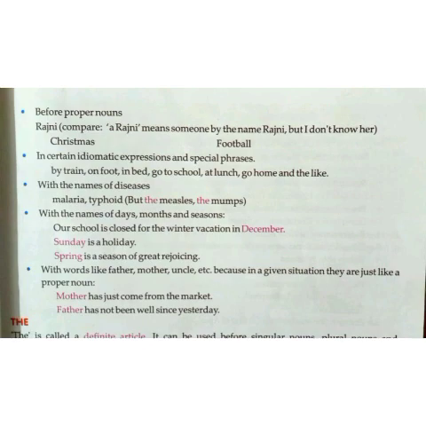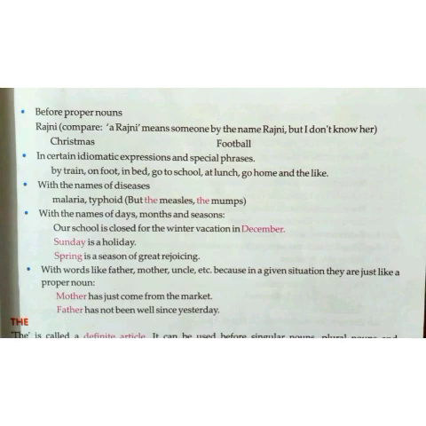One more point which you have to keep note of, where you cannot use a and an, is with words like father, mother, uncle and so on, because in a given situation they are just like a proper noun. Just a few points back I already told you that you cannot use a with Ramu. A Ramu means just the name of that boy, the name Ramu. We cannot use a with a proper noun. Likewise, when we talk about father, mother, uncle and so on, they are also very similar to a proper noun.